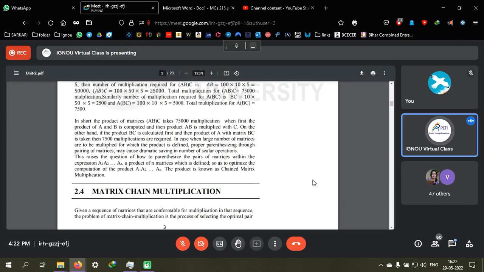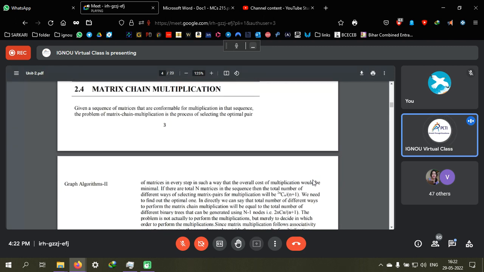Here we have another topic, matrix chain multiplication. This is a dynamic programming approach. It is a very, very important question. I got this question in my PhD entrance exam. So I had to solve the complete matrix chain multiplication algorithm. I had to write this complete algorithm using dynamic programming.